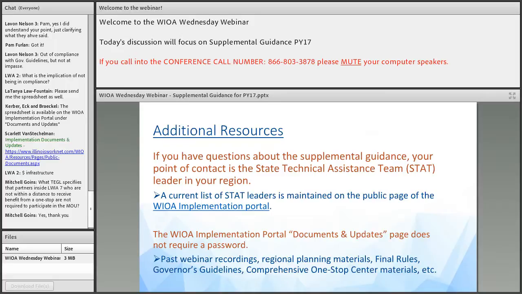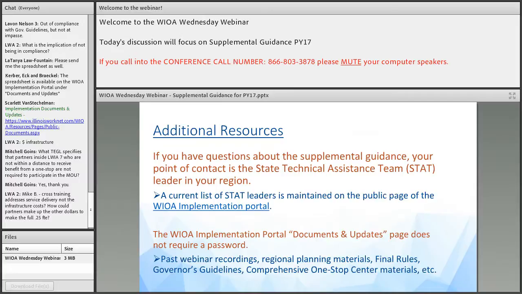The additional resources, if you've been on a WIOA Wednesday webinar before, you probably heard us talking about state technical assistance teams. We're calling them STATs for short. If you have questions about the supplemental guidance, or any questions during your MOU and budget negotiations or your regional and local planning activities, then we encourage you to use the STATs as a resource. And specifically, there's a STAT leader for every region. So all 10 regions have their own STAT leader. The list of STAT leaders by economic development region is listed on the WIOA implementation portal on the public link. You look for the STAT link and it'll pull up the current leaders. And that's who you would contact if you have questions. The email address is provided.